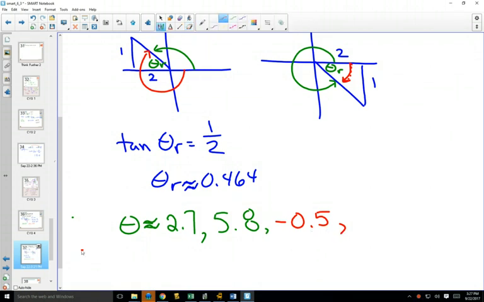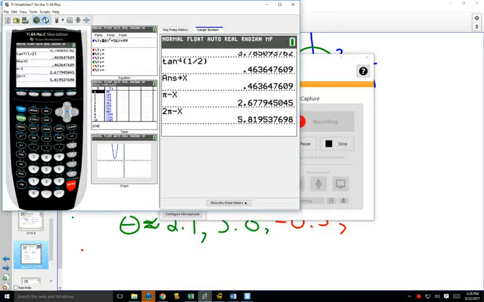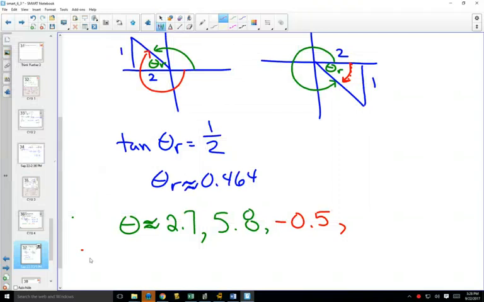Everybody good now? And then for this one, if it was degrees, you'd go 180 plus your reference angle. Since it's in radians, you're going to go pi plus your reference angle, approximately negative 3.6. And so we've got all of our answers between negative 2 pi and 2 pi, and we're just dealing in radians instead of degrees.